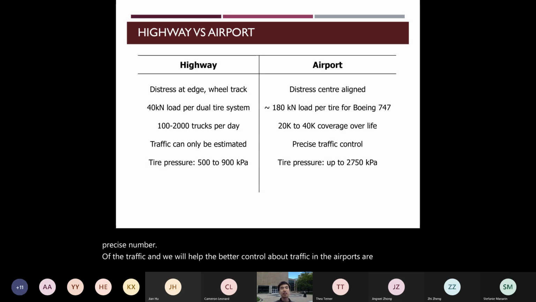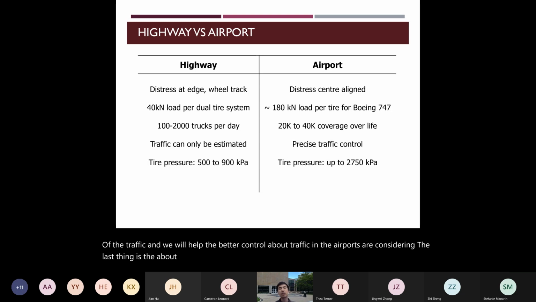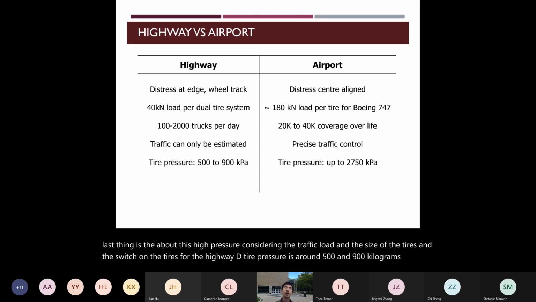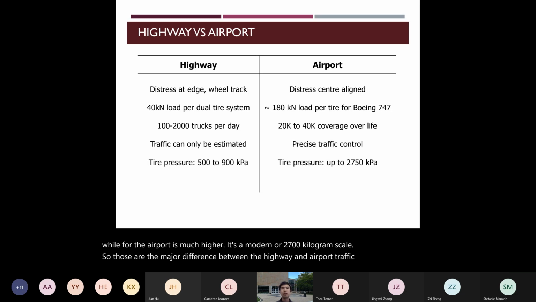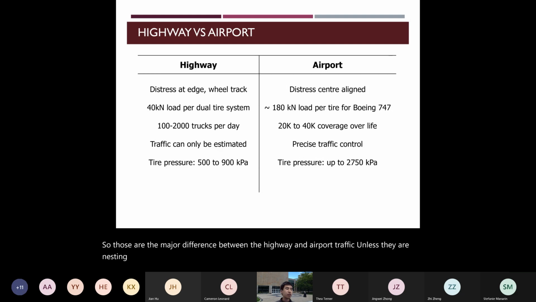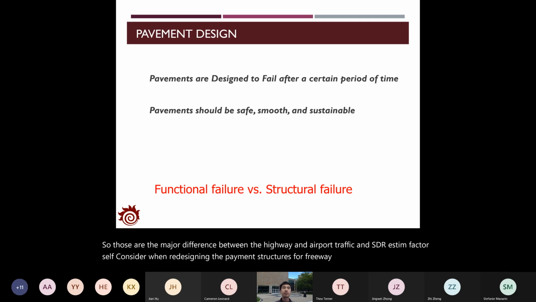The last thing is about the tire pressure, considering the traffic load, the size of the tires and the distribution of the tires. For the highway, the tire pressure is around 500 to 900 kilopascal, while for the airport, it's much higher, more than 2,700 kilopascal. So those are the major differences between highway and airport traffic, and those are the factors we have to consider when designing the pavement structures for freeways and airports.